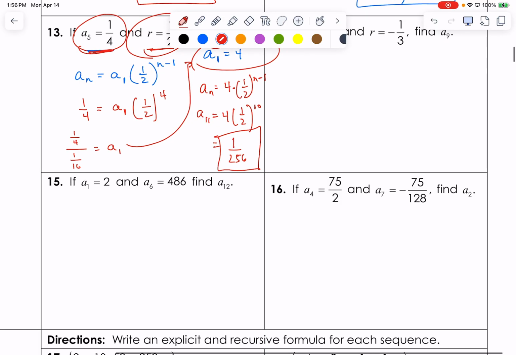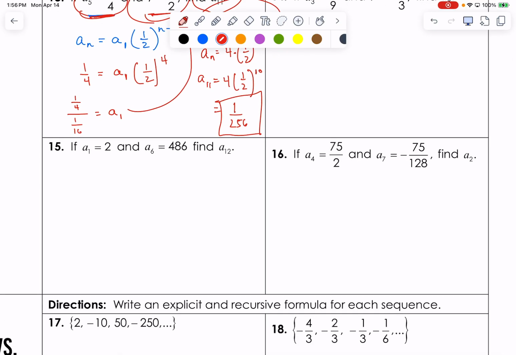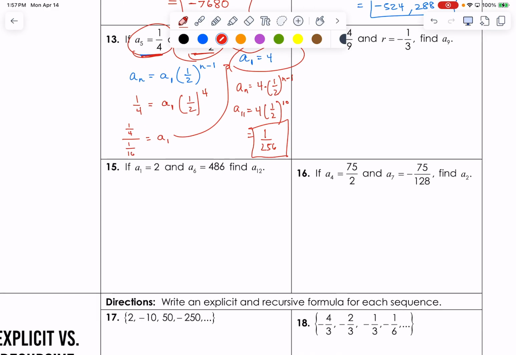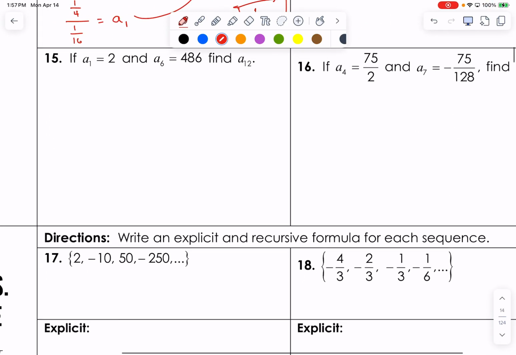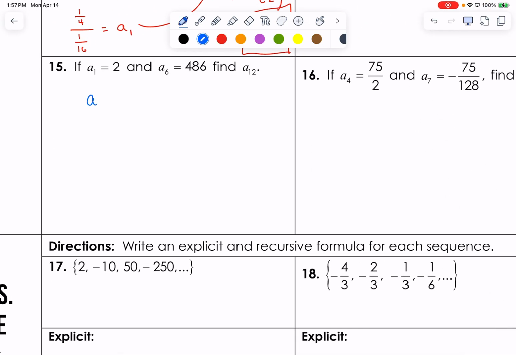All right, same kind of idea. Let's do number 15. We'll skip 14. They're all kind of the same. Now this one, I give you the first term, I give you the 6th term. I want you to find the 12th, but on this one, I do not give you the common ratio. Start with this. You know it's a geometric sequence because it said that in the directions. So you know a sub n is equal to a sub 1 times r to the n minus 1.